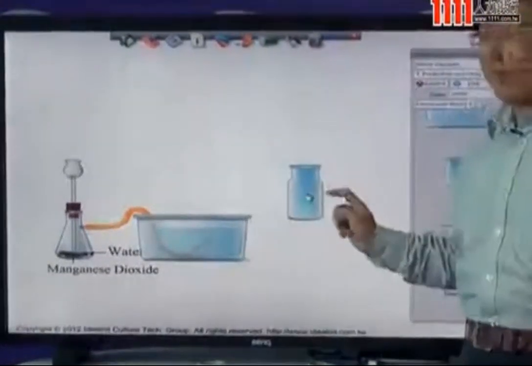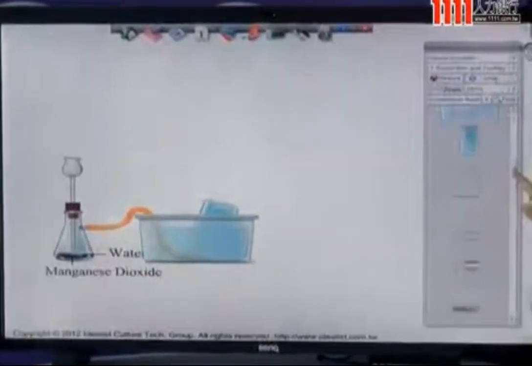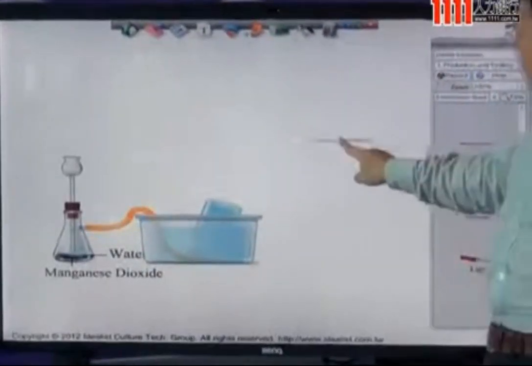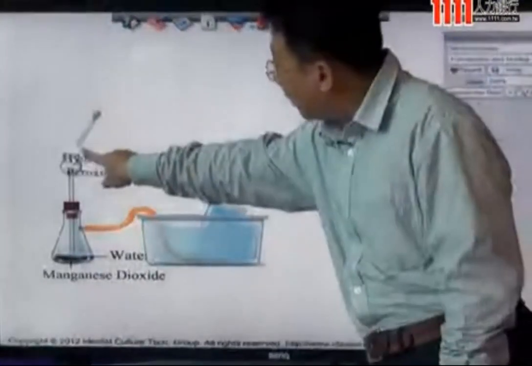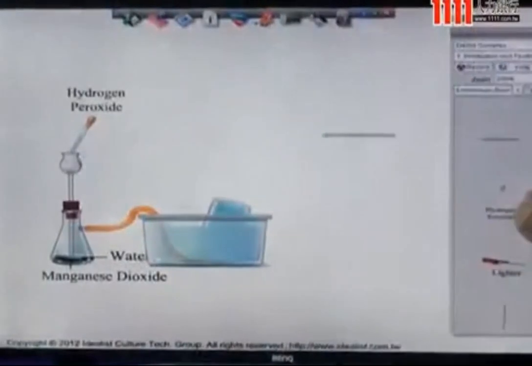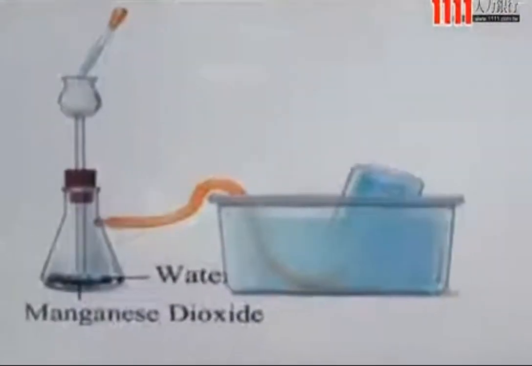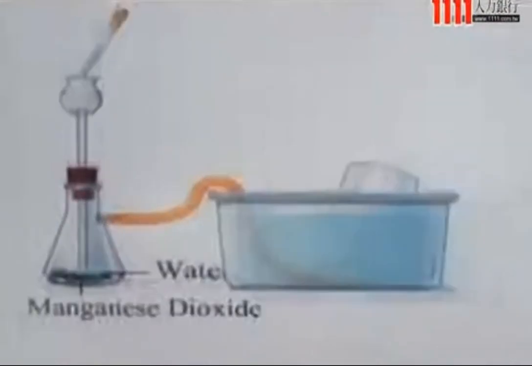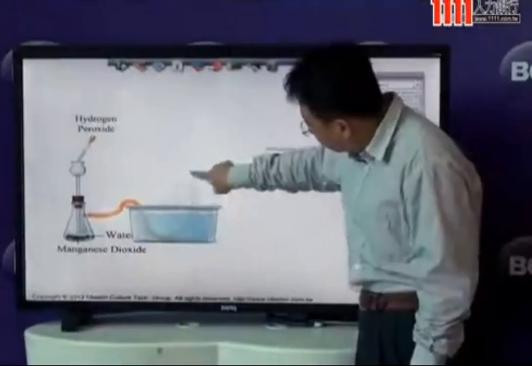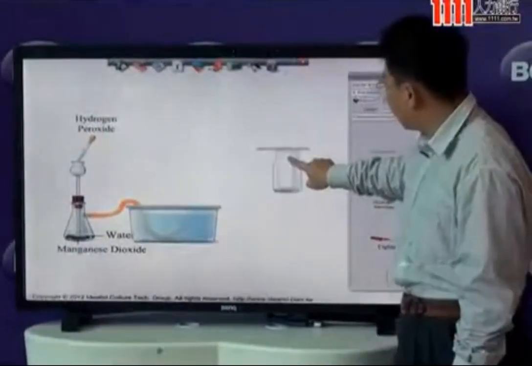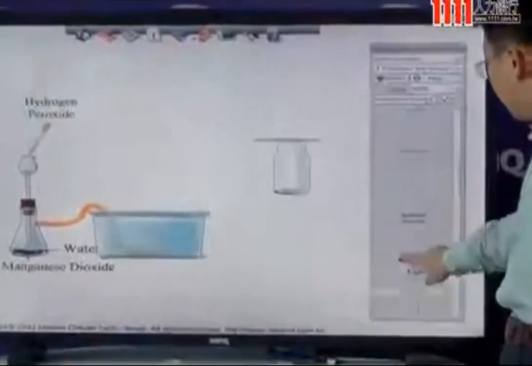Put the wide-mouth bottle, which is full of water, in the basin, and put the end of the rubber hose into the bottle. Now we take out a piece of glass for later use. Squeeze a few drops of hydrogen peroxide into the flask and observe the production of oxygen. This is the oxygen we produce and collect by a method of collection by displacement of water. After the wide-mouth bottle is full of oxygen, remove the bottle from the basin and cover it with the glass.